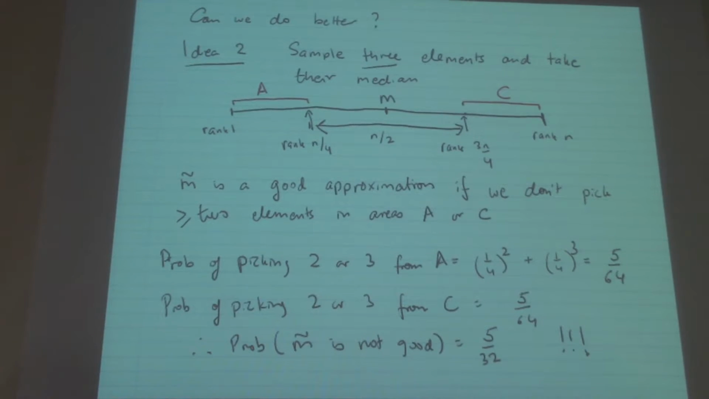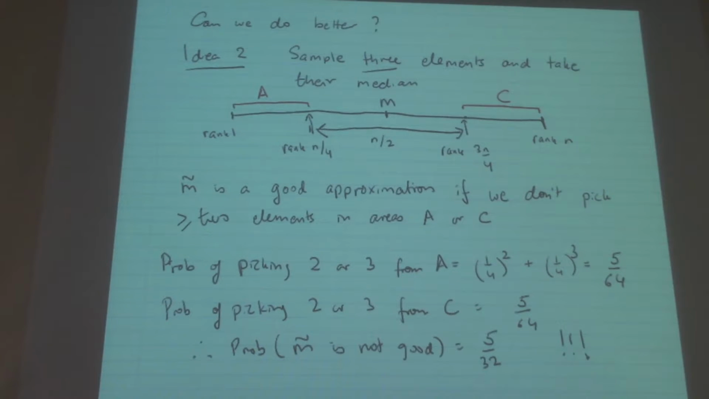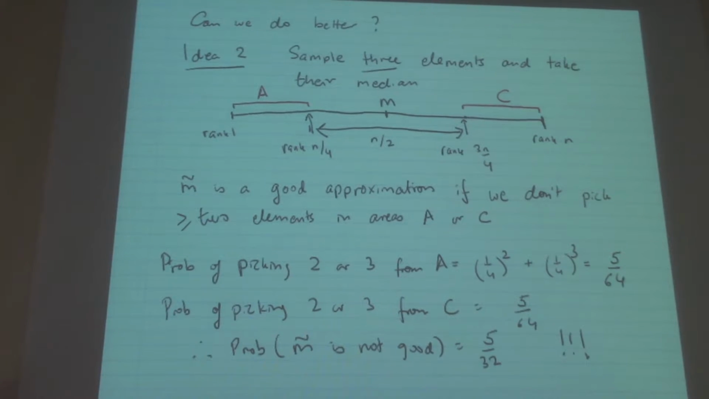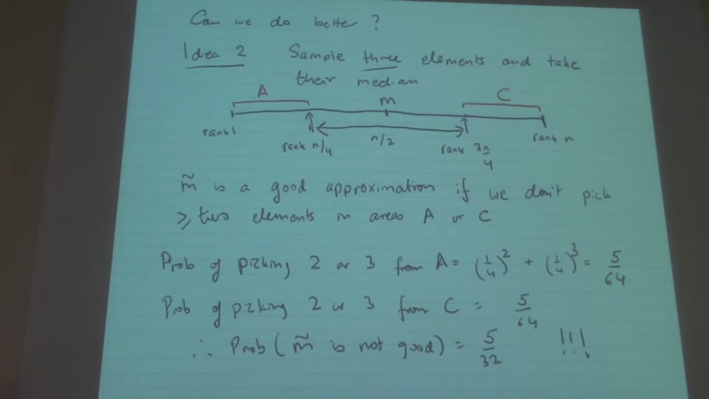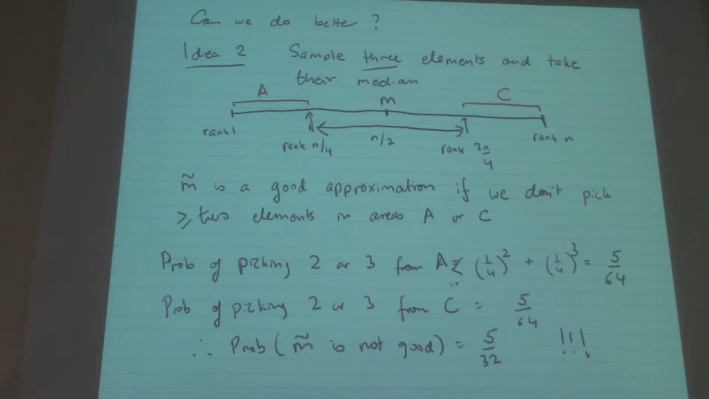So back to the analysis. Yes. I think it should be 1 over 16, not 5 over 64. Take 3 elements into A, it's equal to the situation. Oh, completely. I was being lazy. I was being very careless. This should really be an equal.